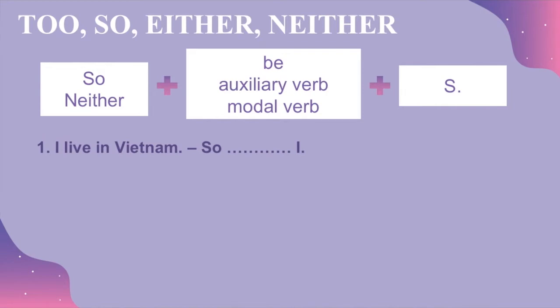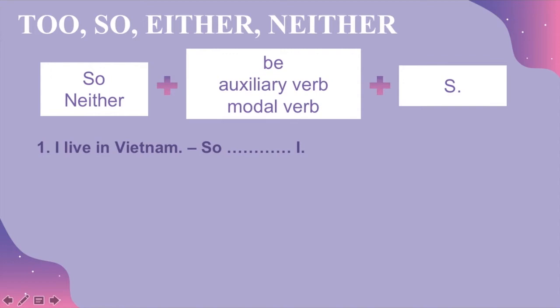Well, after so or neither, we use the verb to be, or an auxiliary verb, or a modal verb, and then a subject. Sau so hoặc là sau neither thì mình sẽ phải dùng một động từ to be, ví dụ như am, is, are, was hoặc là were, hoặc là một cái trợ động từ, ví dụ như do, does, did, have, has, hoặc là một cái động từ khiếm khuyết, ví dụ như can, could, should, must, và cuối cùng là cái subject.